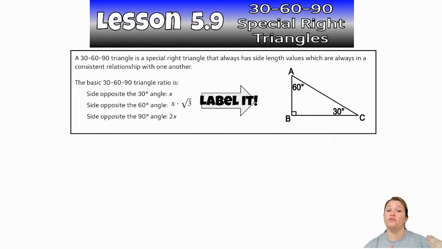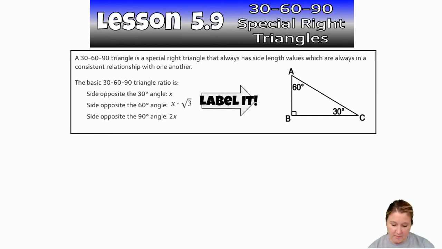Since we talked about the 45-45-90 special right triangle in the last lesson, we're going to look at the next special right triangle, which is the 30-60-90 special right triangle. And I promise this is the last one. The 30-60-90 special right triangle says that the side lengths have a consistent relationship with each other.